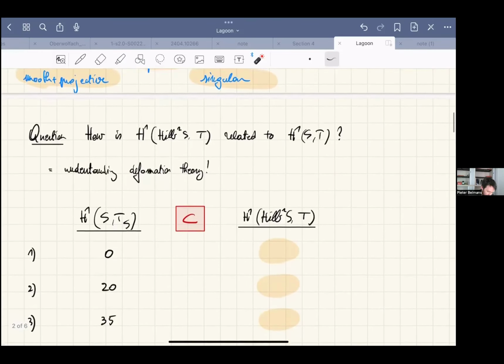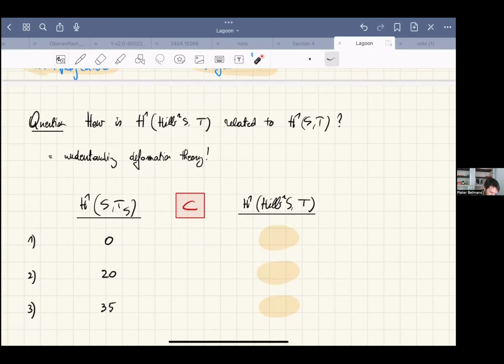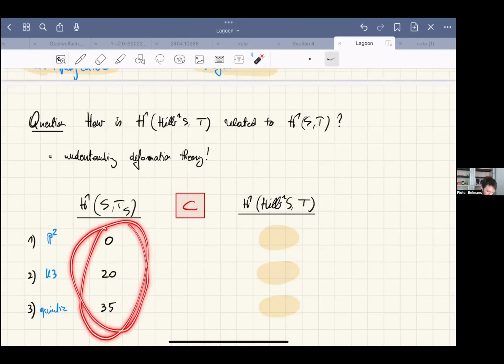And so let's look at our three running examples. Here we had P2, here we had the K3 surface, and here we had the quintic as an example of a surface of general type. It's a fun exercise to compute these numbers. This is not very hard if you've done a bit of algebraic geometry, but at least here we see what the initial input is.